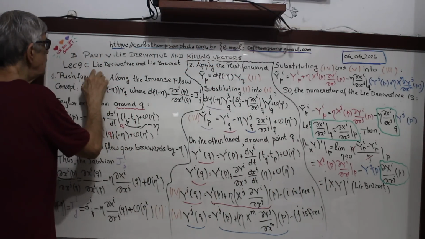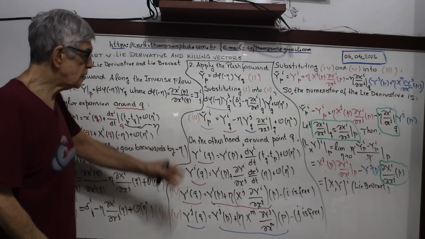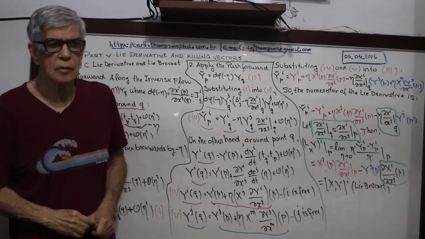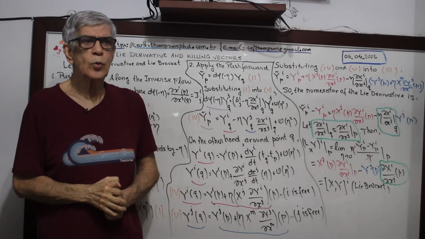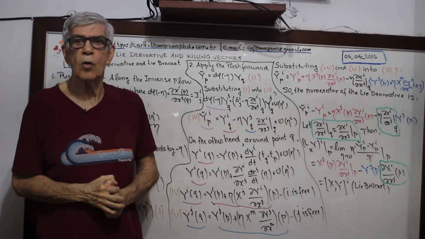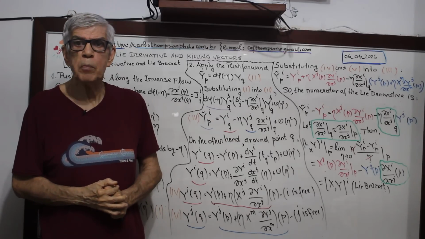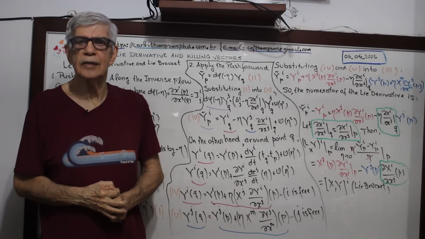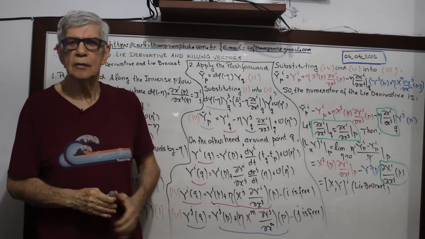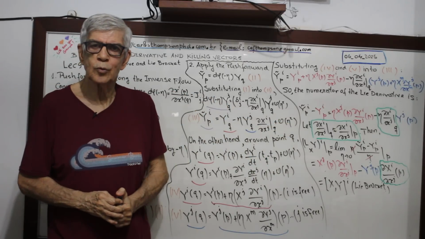Lecture 9C, Lie derivative and Lie bracket. You see, this will apply the definition of the Lie derivative, but we will derive using only push forward. We will not use pullback and not use the adjoint identity. You see, that's straightforward, just to derive.